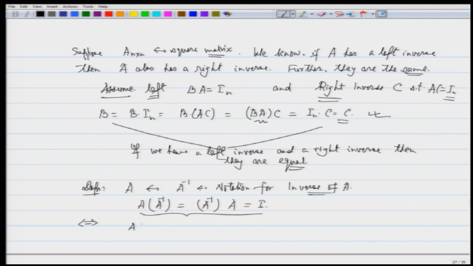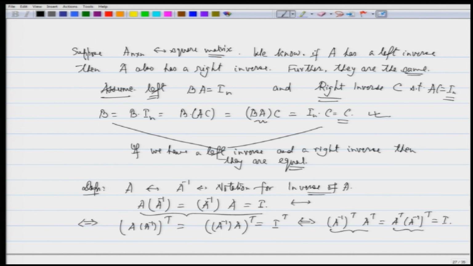So, I will get (A times A inverse) whole transpose is equal to (A inverse A) whole transpose, which is the same as identity transpose, which is the same as, by the product transpose rule, A inverse transpose into A transpose, which is the same as A transpose into A inverse transpose, which is identity. So, what we see is that this condition is satisfied, which was similar to the earlier one. So, it means that this matrix is the inverse of this matrix and vice versa.